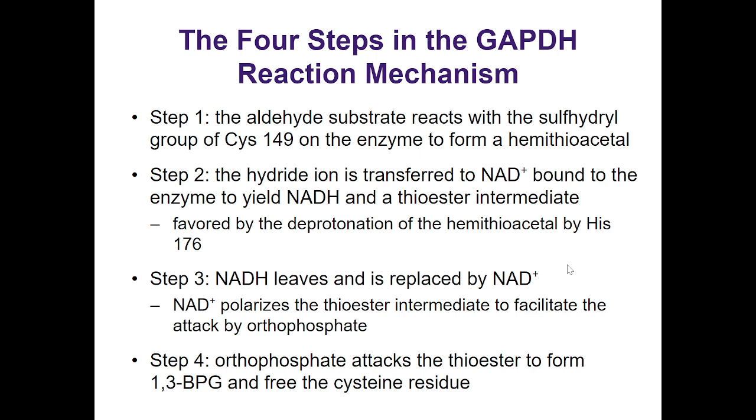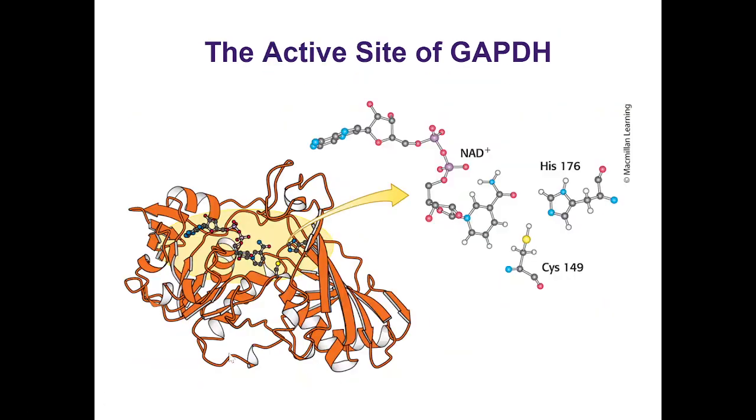Step 3, NADH leaves and is replaced by NAD+. Probably because I didn't have water while I was drinking. It's too concentrated. The NAD+ is going to polarize the thioester intermediate to facilitate the attack by the orthophosphate. Step 4 is going to be the orthophosphate will attack the thioester to form the 1,3-BPG and free the cysteine residue. This right here is that active site.